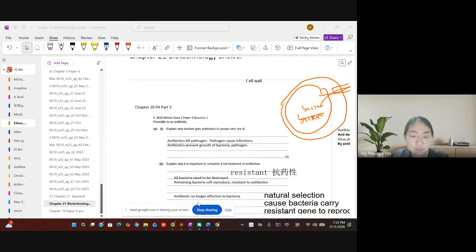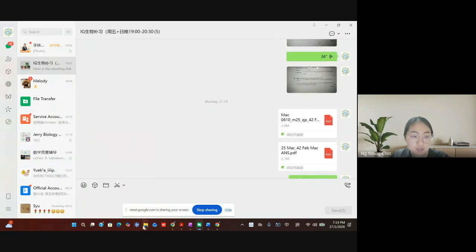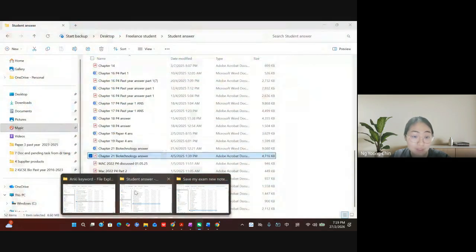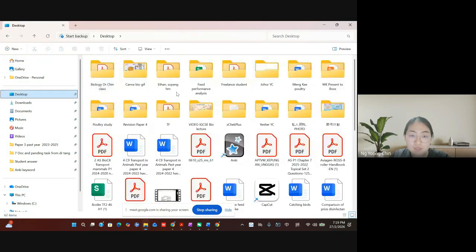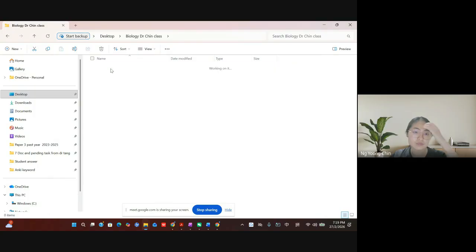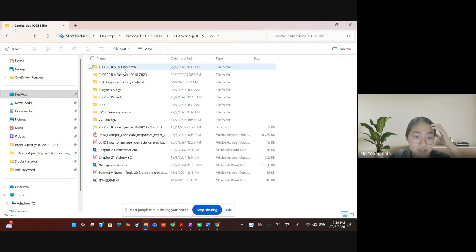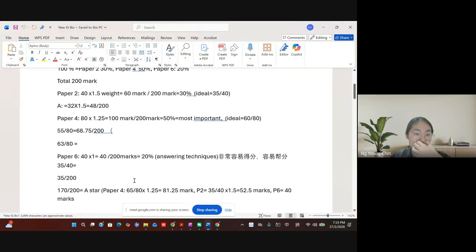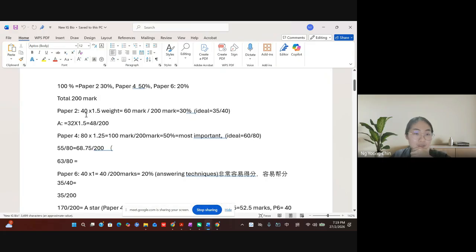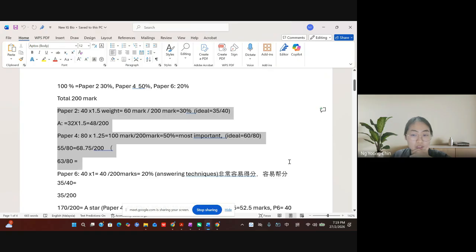I think I said it in the group before. Okay, let me check. For the mark boundary for the A star, let me show you again. I think last time I wrote it down here. Where is it? I think I wrote it down here. This one. So you can refer to here.